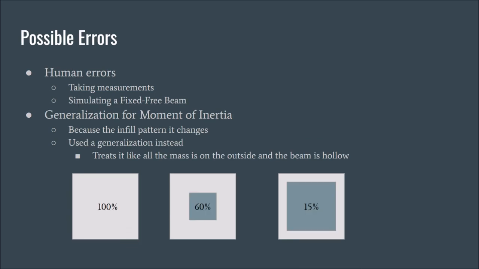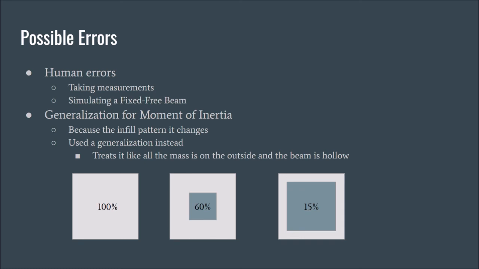So in terms of possible errors, there were a couple errors at play. Perhaps taking measurements or simulating a fixed-free beam. Perhaps my finger might have slipped when I was measuring or something like that. In terms of the generalization for moment of inertia, I did this because the infill pattern changes. And so I use a generalization because it'd be really hard to create a super accurate moment of inertia representation due to the cubic nature of the pattern.